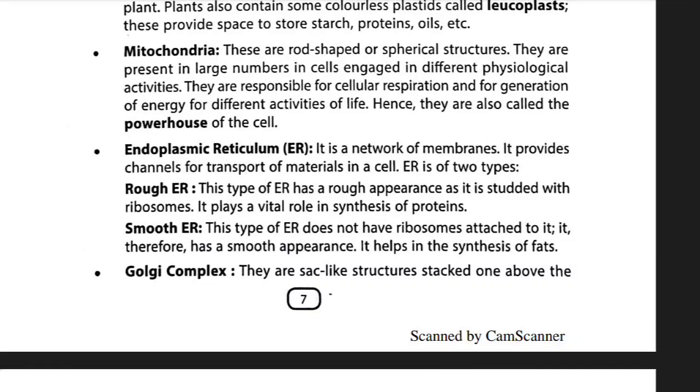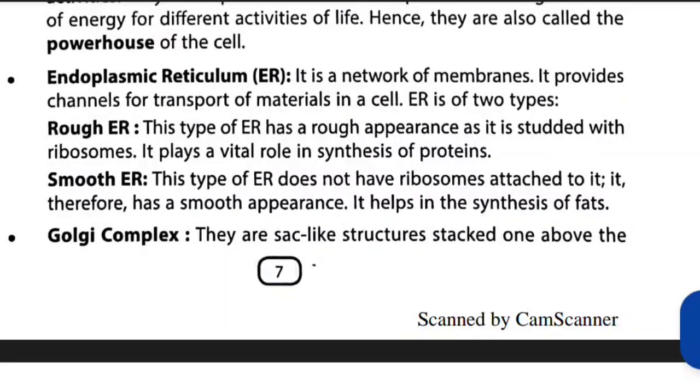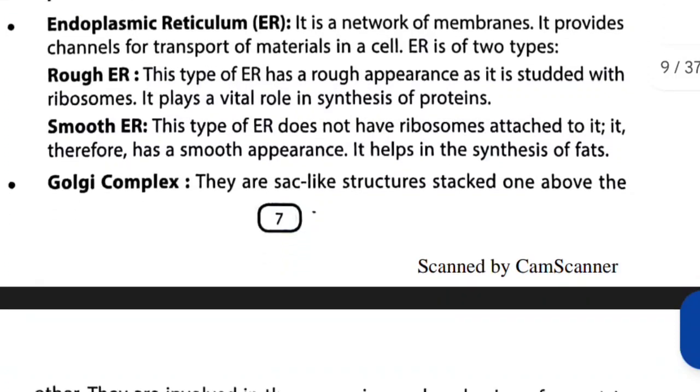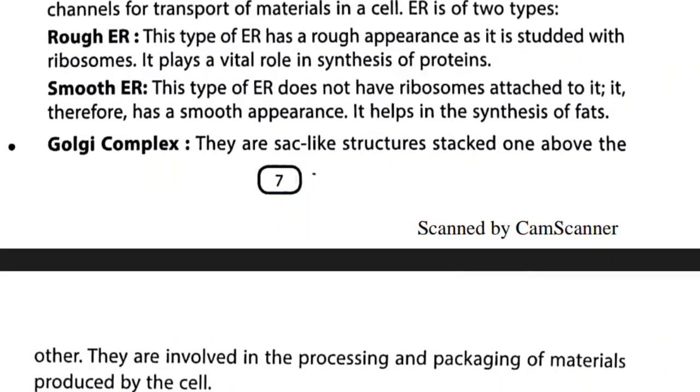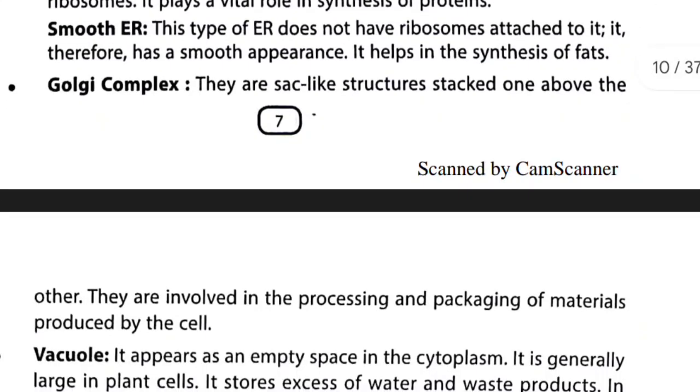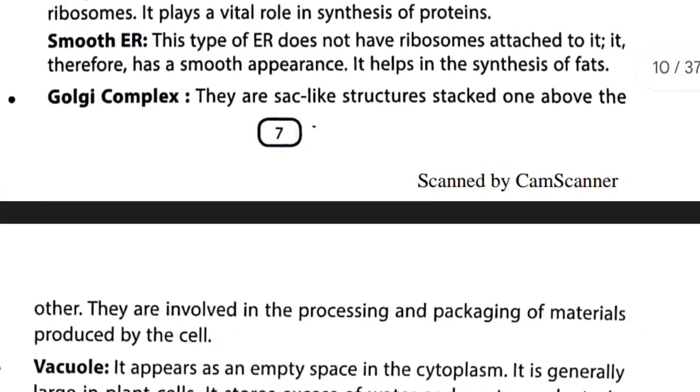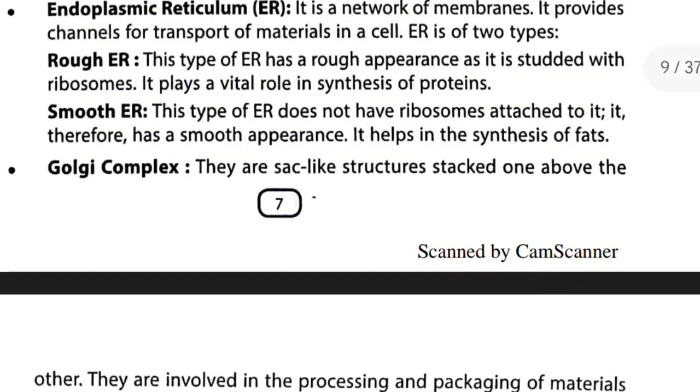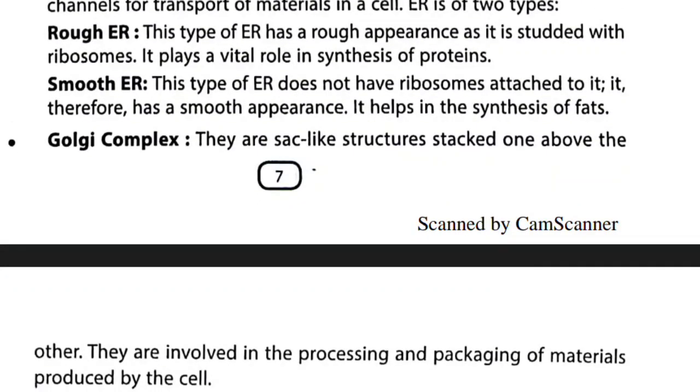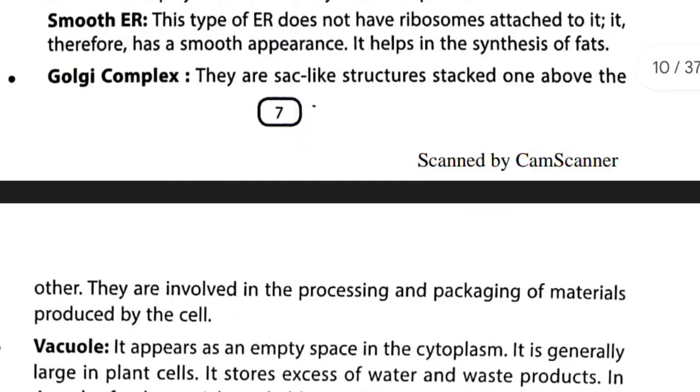These two types of endoplasmic reticulum have two particular functions. The rough endoplasmic reticulum is the site of protein synthesis, or it helps in protein synthesis. Then the smooth endoplasmic reticulum helps in lipid synthesis, or fat synthesis. So these are all about our previous class, a short review of the previous class.